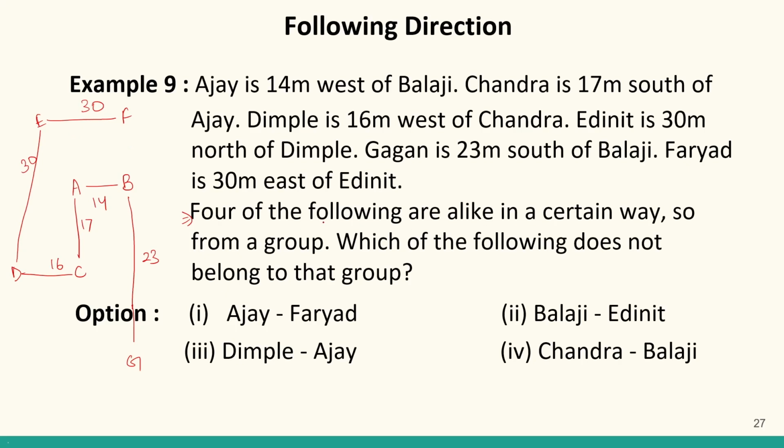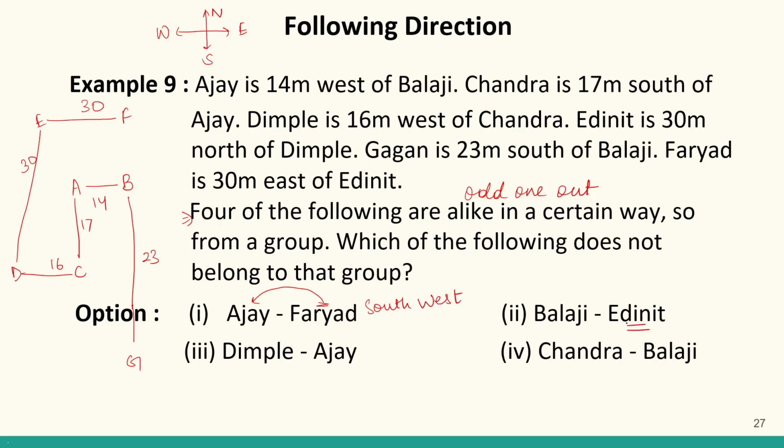Now, 4 of the following are alike in a certain way and they form a group. Again, a question of odd one out. Which of the following does not belong in that group? Now, let us look at the directions. With respect to Faryad, Ajay is in which direction? So, with respect to, let me draw this. With respect to Faryad, Ajay is in the southwest direction. So, here we have southwest direction.